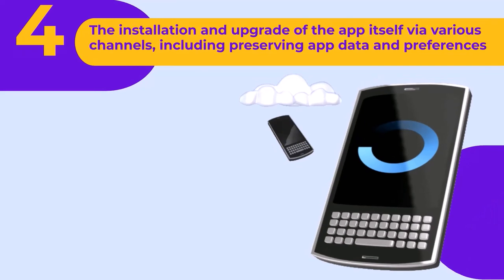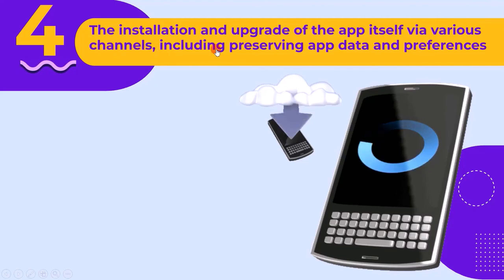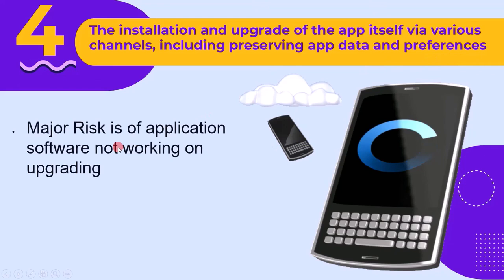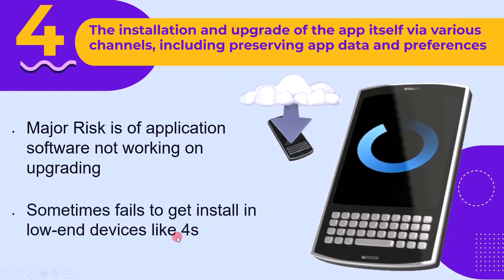The fourth risk is the installation and upgrade of the app itself via various channels, including preserving app data and preferences. The major risk is of the application software not working on upgrading. Sometimes it fails to get installed on low-end devices like the 4S. While planning the test strategy, this needs to be considered.